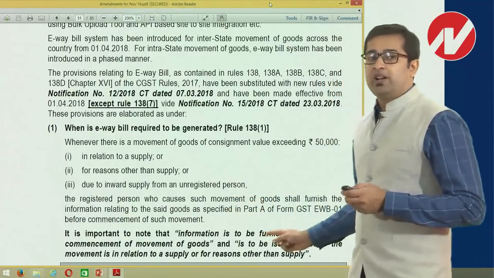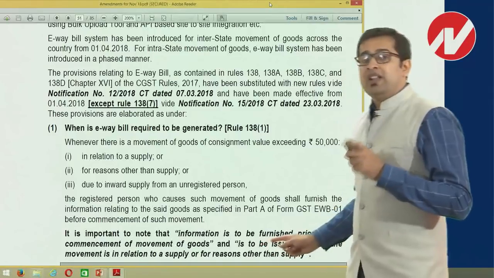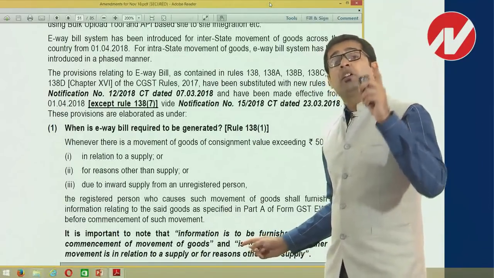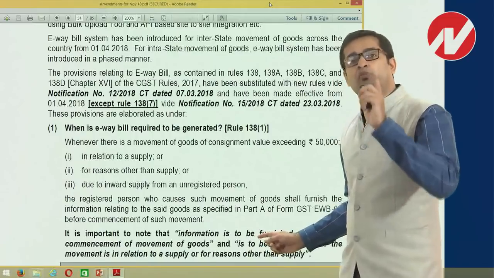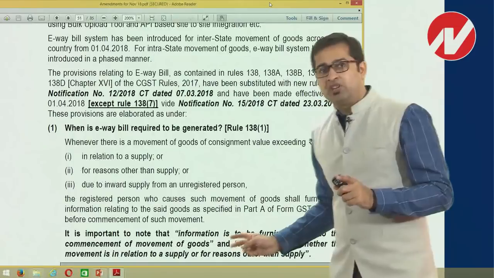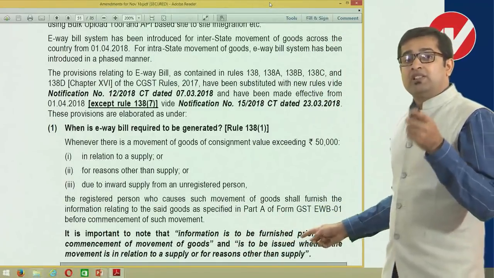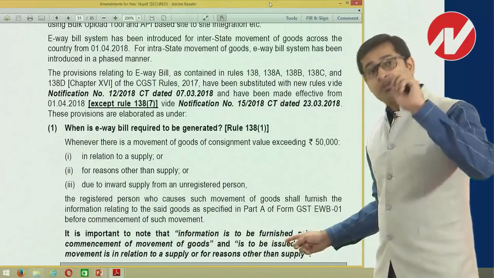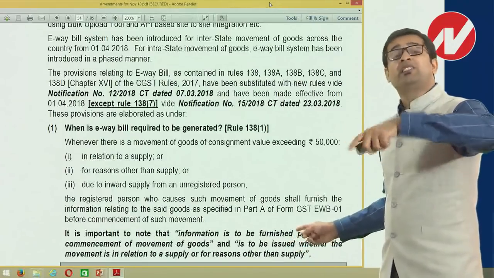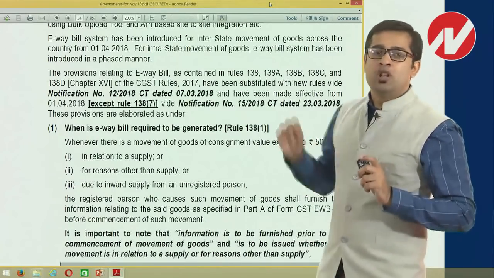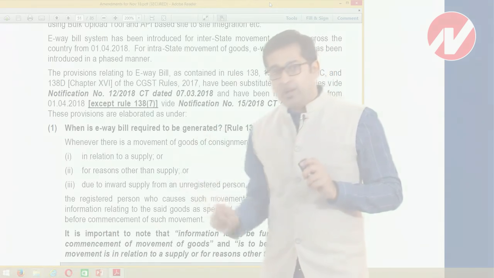You can read over here, it has been very clearly mentioned that information is required to be furnished before commencement of movement of goods. So whenever there is movement of goods, information is required to be furnished, and it clearly says it is required whether the movement is in relation to supply or for reasons other than supply. So technically, for any reason of movement, you have to issue this.